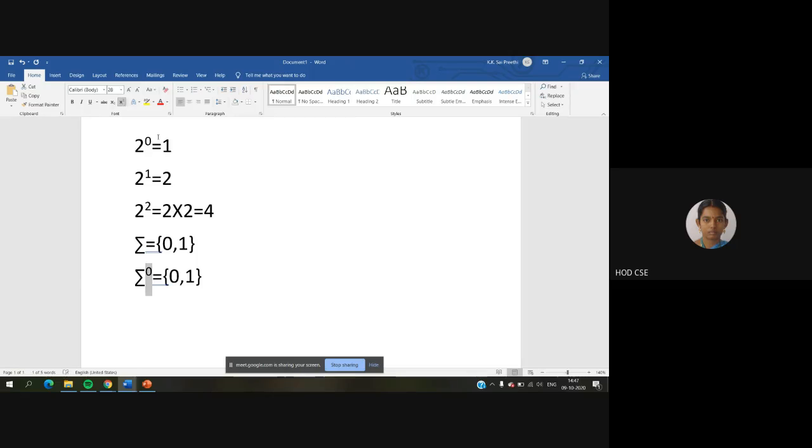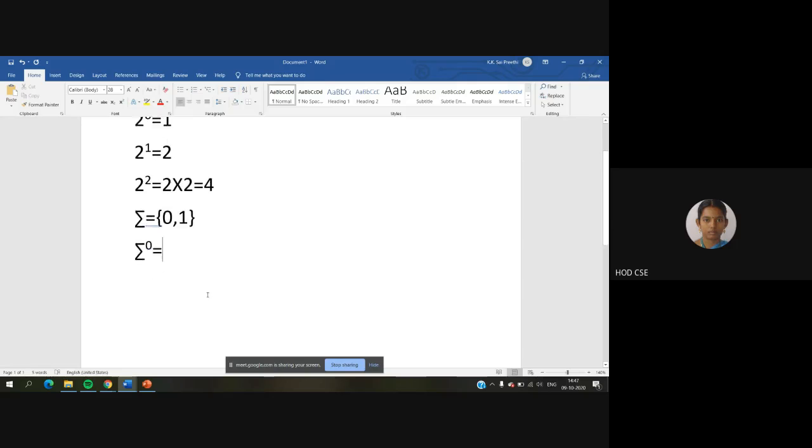Sigma power 0, I want to find out. In automata theory, the power means how many times the respective symbol is repeated. Sigma power 0: 0 times the symbol is repeated. What are you getting? To assume that it is only 0 will make it very clear. Sigma power 0, the respective symbol is repeated 0 times. It means 0 is repeated 0 times.